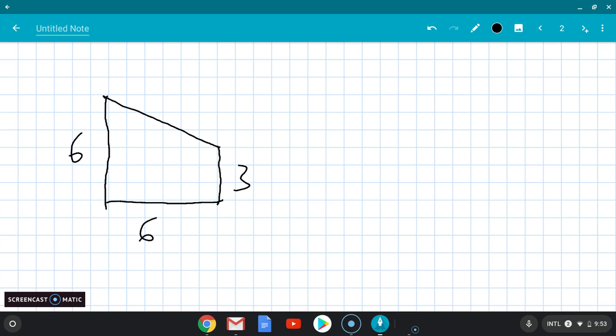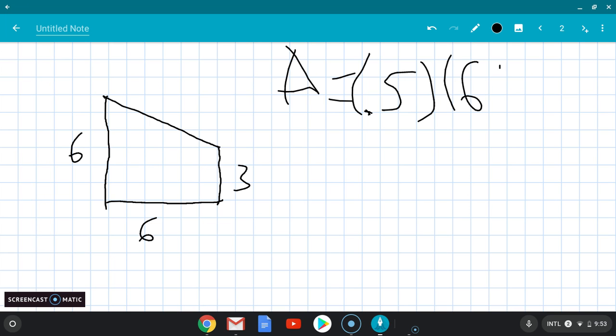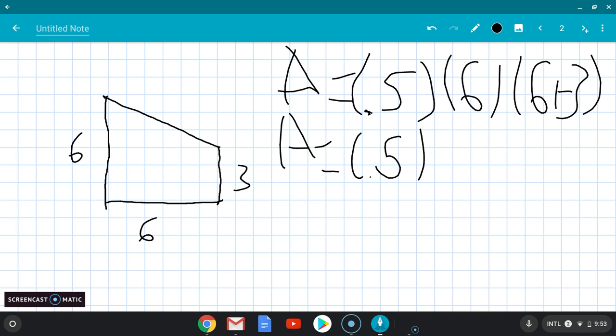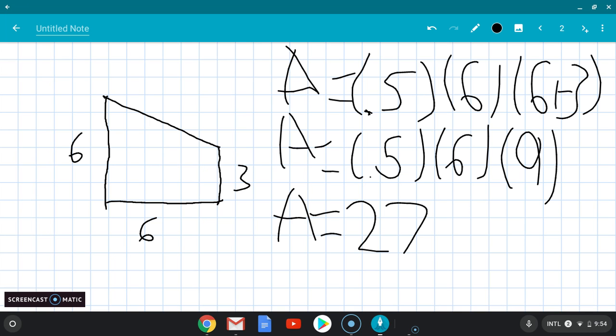All right, so once again, area equals 0.5 times my height of 6 times 6 plus 3 for my two bases. Going to simplify that. All right, add 6 and 3, you're going to get 9. Okay, and now we could go ahead and multiply 0.5 times 6 times 9. In this case, we're going to get an area of 27. We're going to use units again, squared.